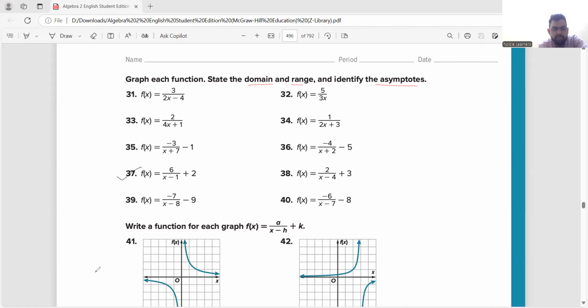So try question number 37. Plus 2 means 2 up and down. Minus 1 means left and right. Okay, that's true, but they're not asking that one. They're asking domain, range, and asymptote. So first of all, find asymptote. What is the vertical asymptote?